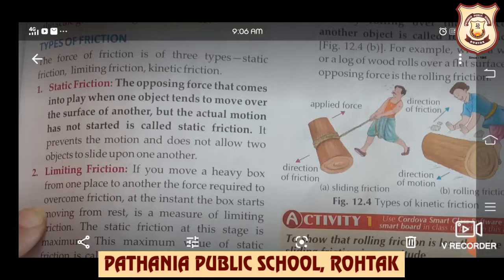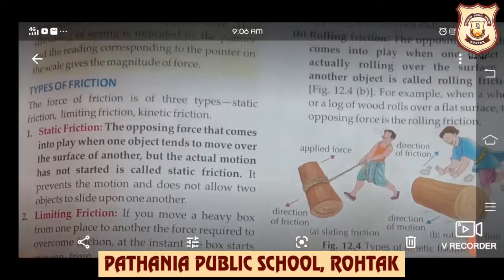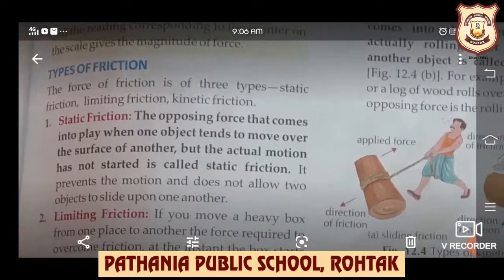Next is limiting friction, and after that we have kinetic. Kinetic means friction that is acting on a moving object. जब एक ऑब्जेक्ट मूव कर रहा है तो उसके ऊपर कौन सा फ्रिक्शन लग रहा है, दैट इज काइनेटिक फ्रिक्शन. And further kinetic friction is divided into two types, that is sliding friction and rolling friction. Let us start with static friction first.